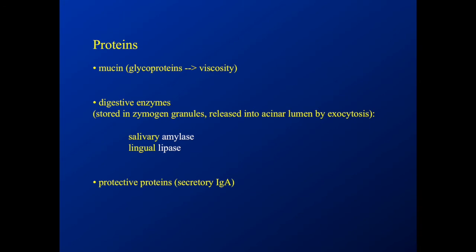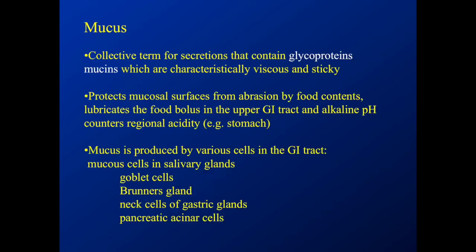There are digestive enzymes that are stored in the zymogen granules and released into the acinar lumen by exocytosis. And the two that you should be aware of are the salivary alpha amylase that breaks down carbohydrates, and then there's the lingual lipase that breaks down fats. And then together with this you have protective proteins such as the secretory immunoglobulins. IgA is one of the main ones, and these proteins together contribute to the functions of the saliva.